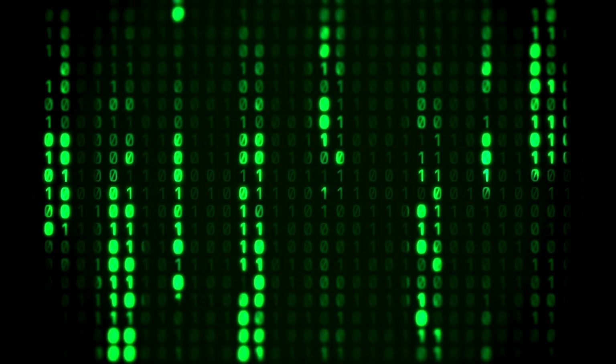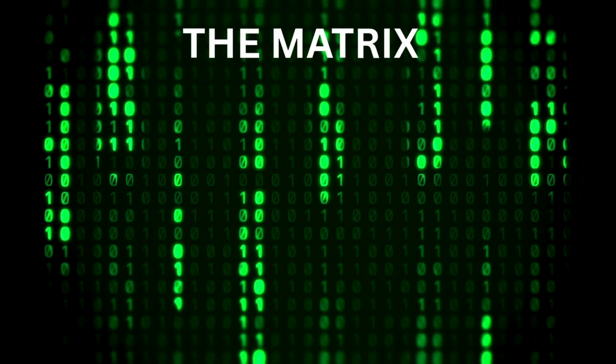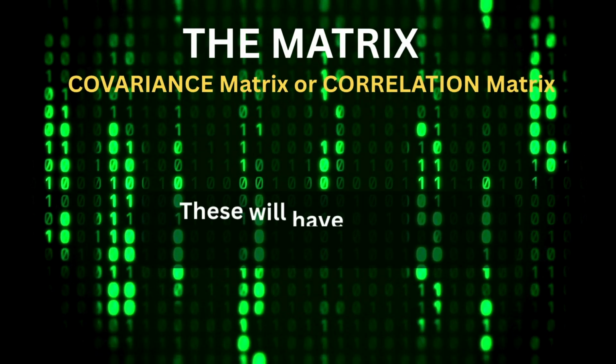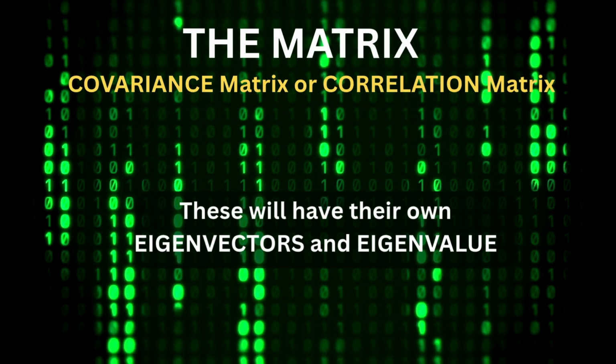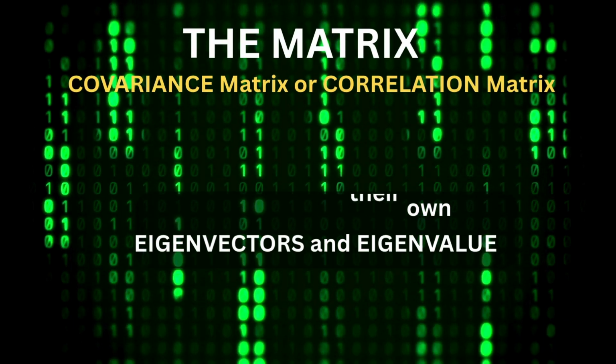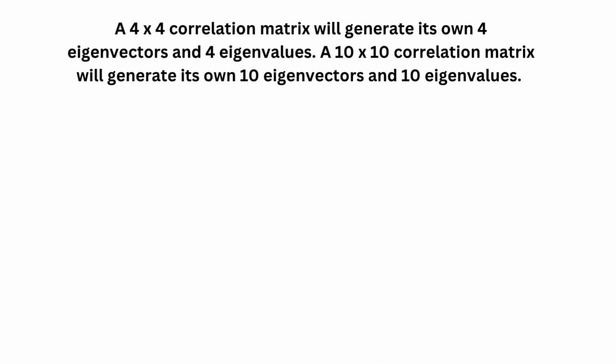At this point, you might already have a hint at what we're getting at. If we work with covariance and correlation matrices, they will always have their own vectors, their own eigenvectors, that get stretched or contracted by an amount measured by the eigenvalue. So a 4x4 correlation matrix will generate its own 4 eigenvectors and 4 eigenvalues. A 10x10 correlation matrix will generate its own 10 eigenvectors and 10 eigenvalues, and so on and so forth.